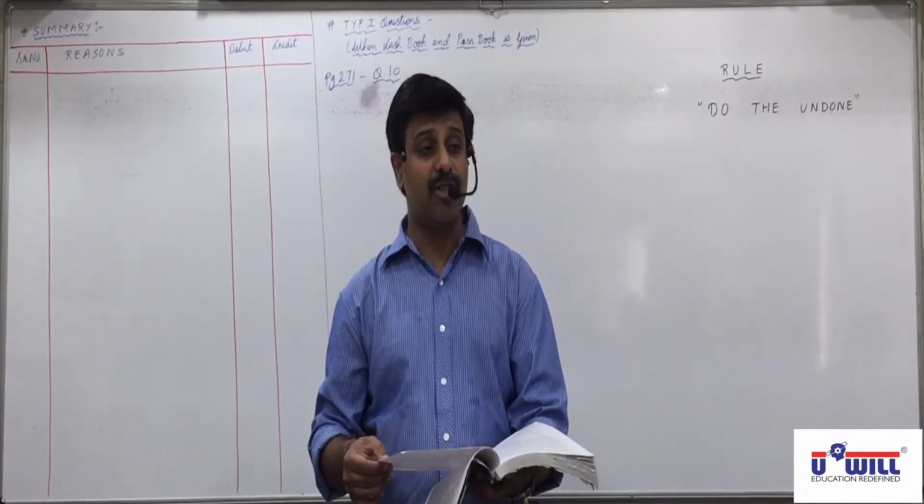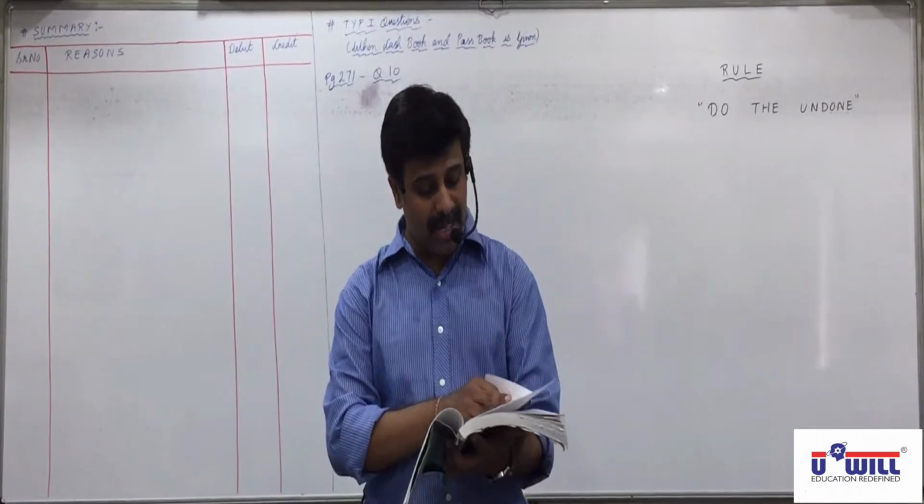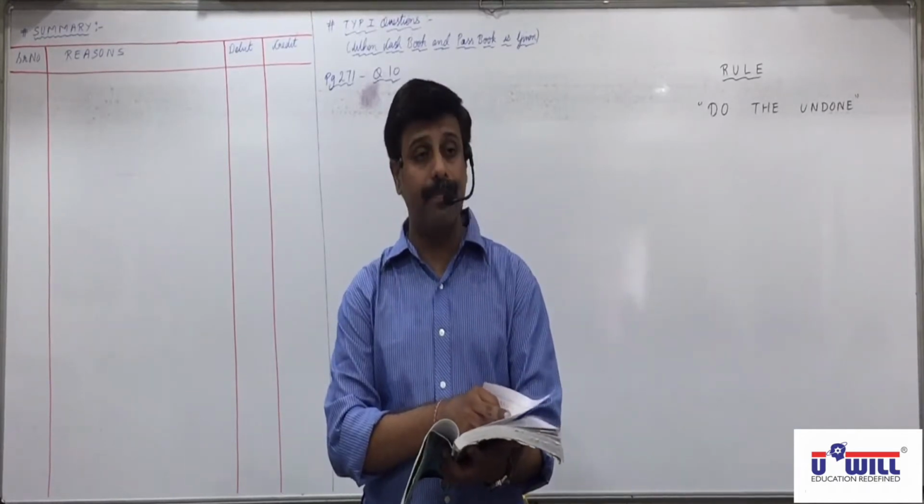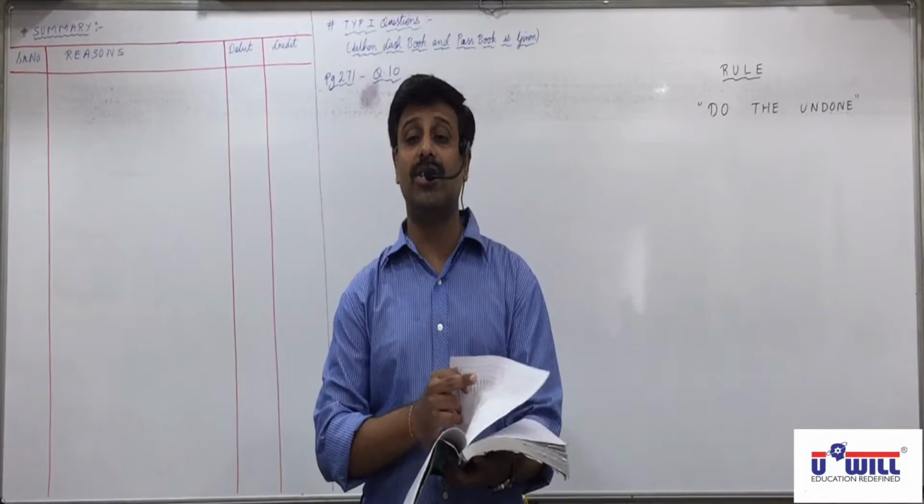Then by Prakash 2400, do you find in cash book debit side Prakash 2400? Put tick on Prakash in both the books.